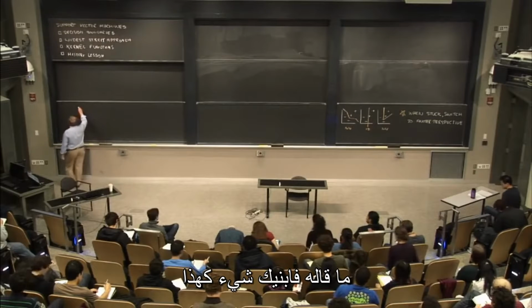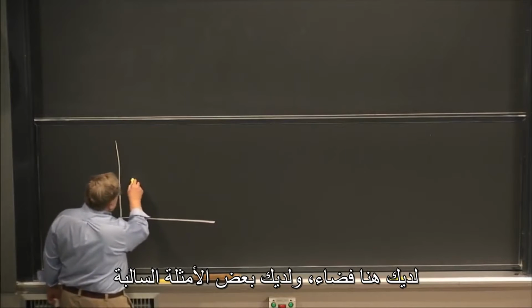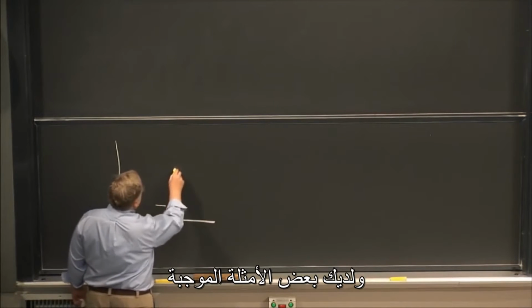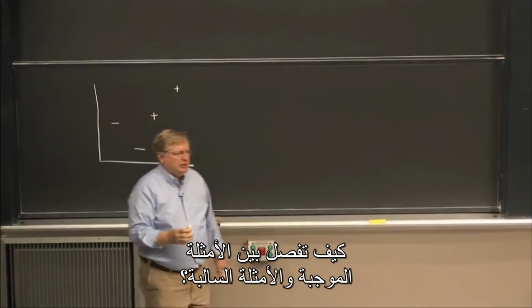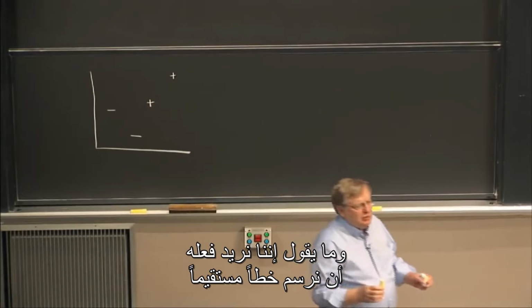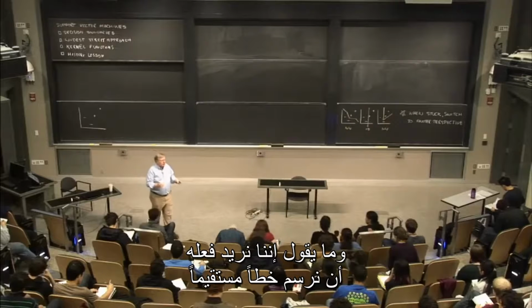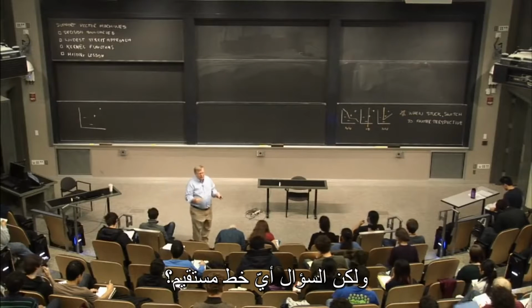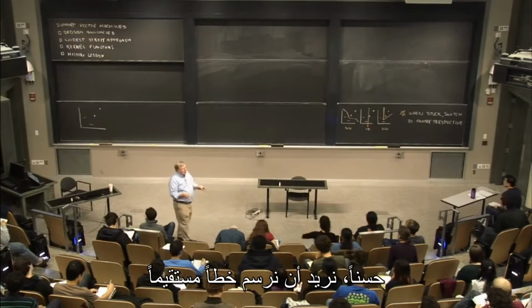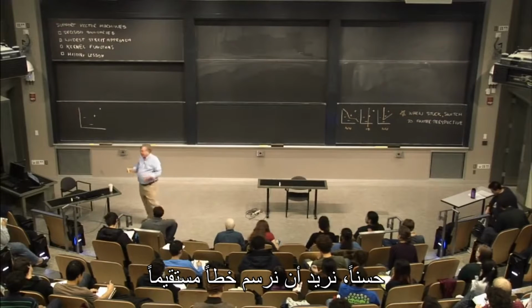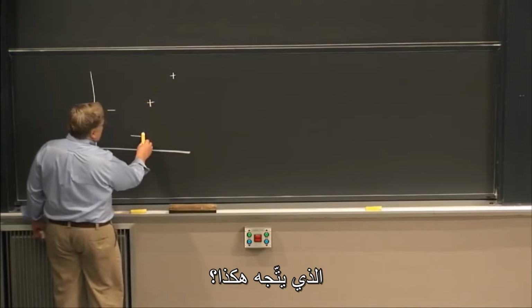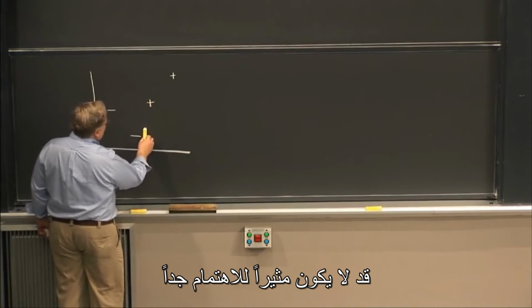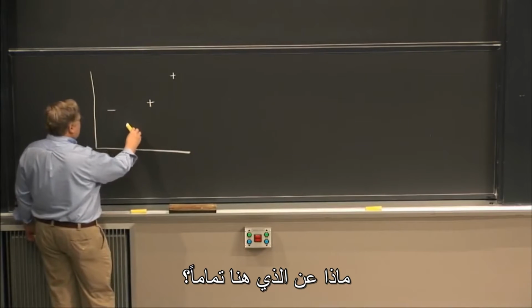So what Vapnik says is something like this. Here you have a space, and you have some negative examples, and you have some positive examples. How do you divide the positive examples from the negative examples? And what he says we want to do is draw a straight line. But which straight line is the question? Well, would this be a good straight line? One that went up like that? Probably not so hot.